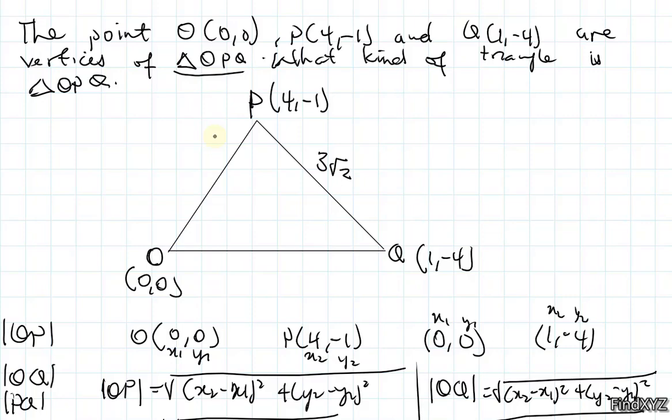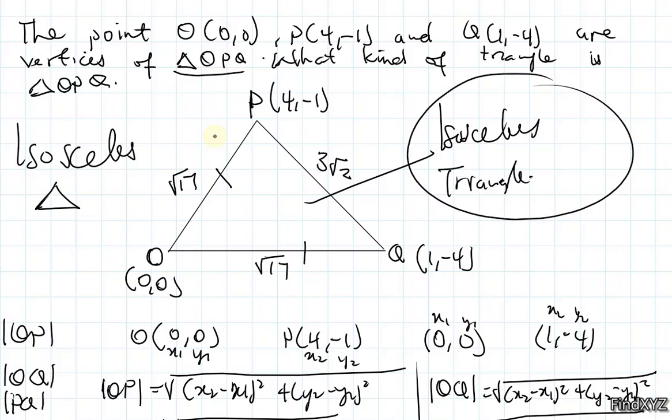The length of OP is root 17, and the length of OQ is also root 17. Now, can you tell us what type of triangle has two lengths being the same? Realize that the length of OP is root 17 and the length of OQ is also root 17. It means that triangle OPQ has two sides being equal. Now, what type of triangle has two sides being equal? That type of triangle is known as the isosceles triangle. It's an isosceles triangle because two sides of the triangle are equal.